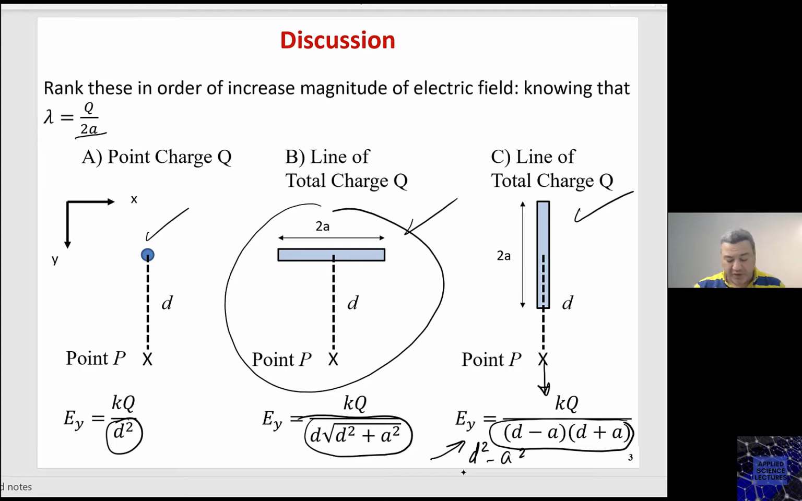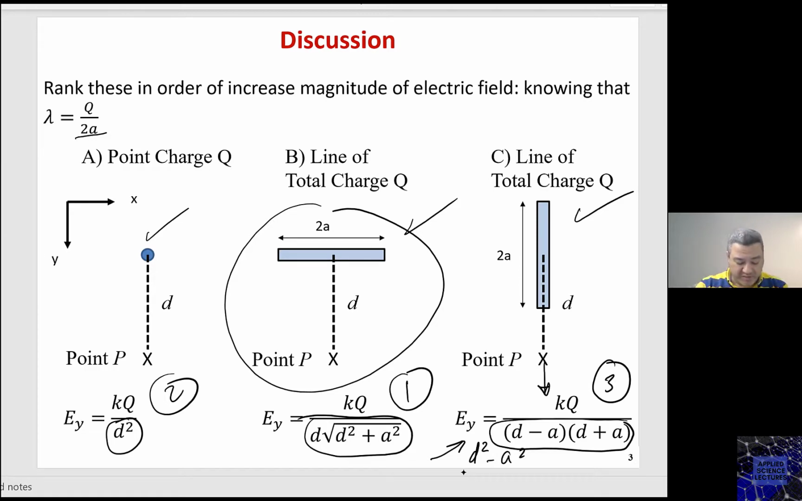And then I have these squares. So if I am to rank them from the smallest to the greatest, this denominator would be the smallest, which means this is going to give me the greatest electric field. So I'm ranking them ascending, so this is the greatest electric field. Then comes this one, because I have here d squared is less than d times square root of d squared plus a squared, and then this one is the smallest electric field.